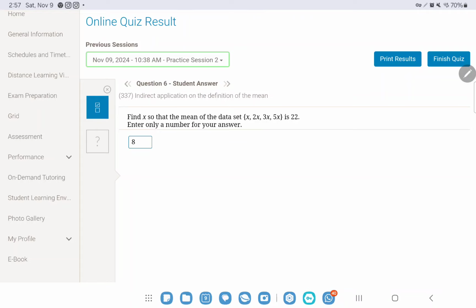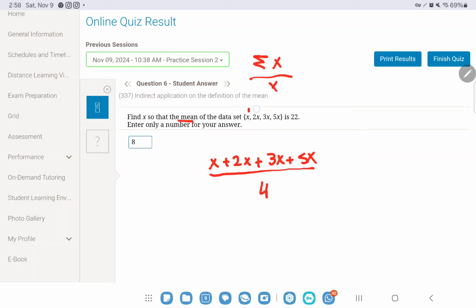Okay, this question is really easy. It might look hard, but it's not. So we know that mean is average, which means the sum, sigma x, over how many values you have. So we know that x plus 2x plus 3x plus 5x over 4, because we have 1, 2, 3, and 4 values, is 22. So what do you do here?